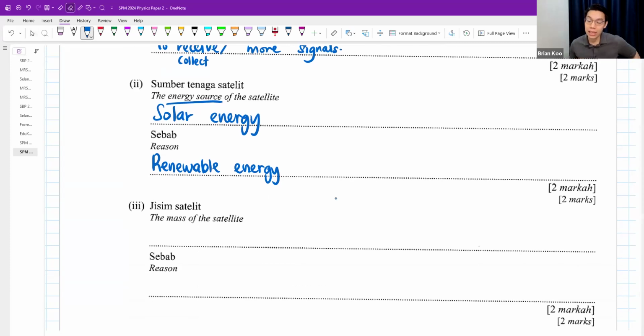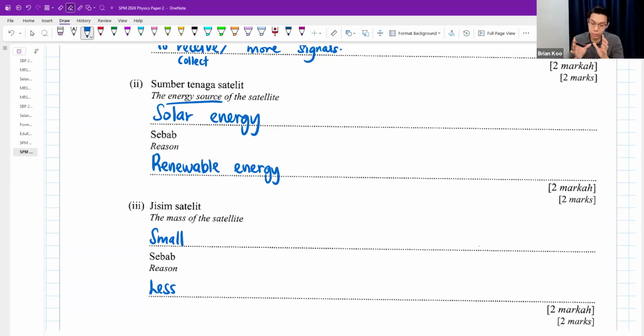And mass of satellite is small, low also can, light also can. Reason, because you don't just say small mass, then it's lighter. It's too general. You have to tell them why a small mass is better. If something is smaller, it's easier for me to push it up to outer space. If something is heavy, it's harder for me to push it up, right? It needs to reach a certain speed to orbit.